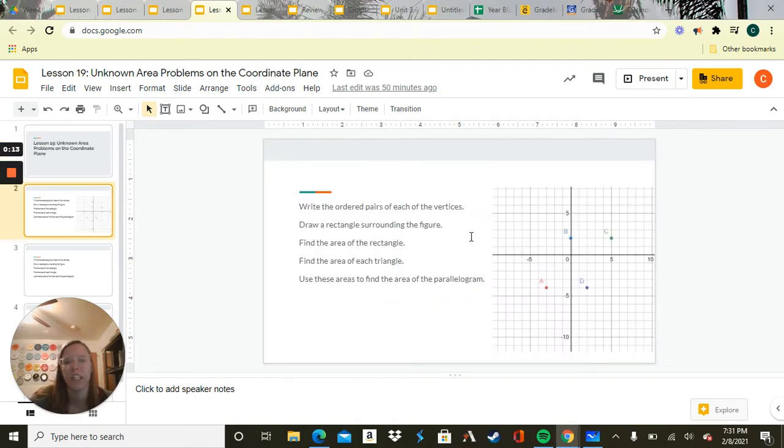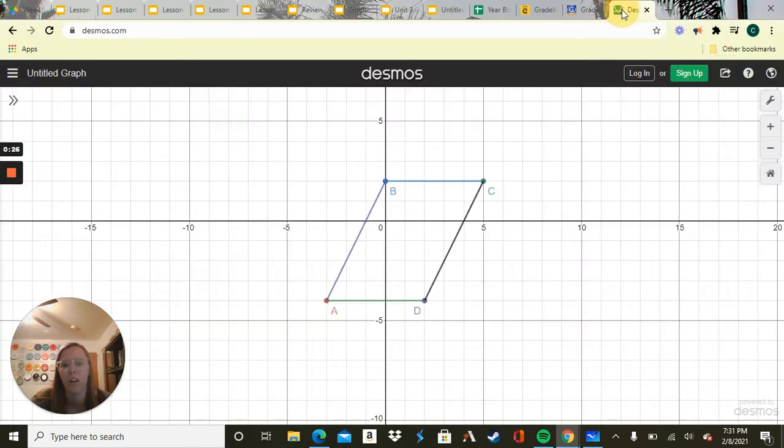So here it says, write the ordered pairs of each of the vertices. Draw a rectangle surrounding the figure. Find the area of the rectangle. Find the area of each triangle. Use these areas to find the area of the parallelogram. So if we go here we have our parallelogram.